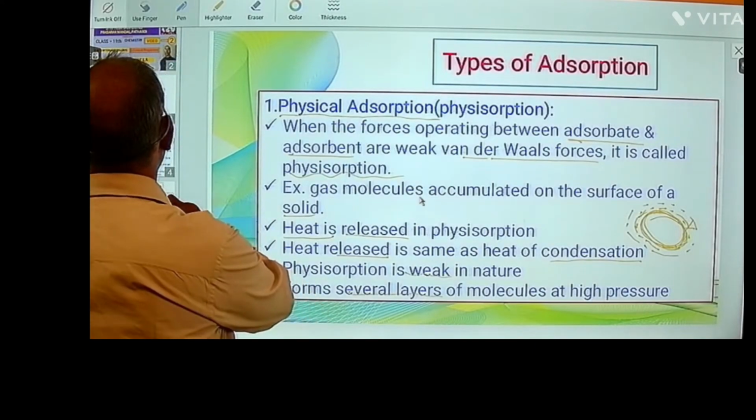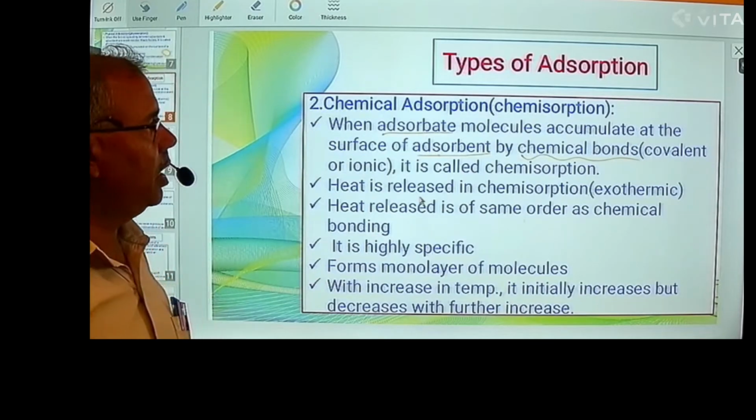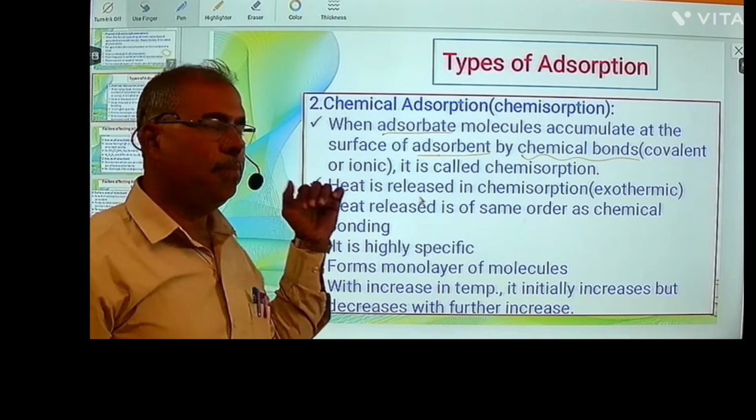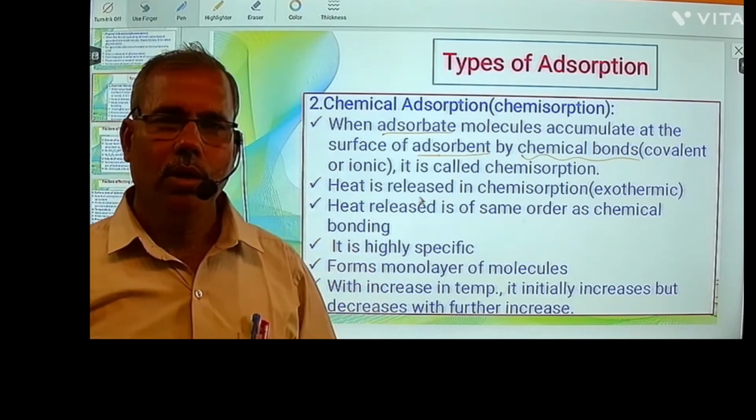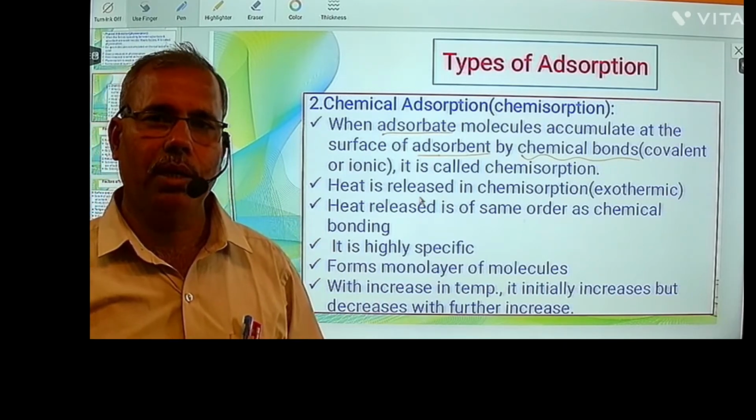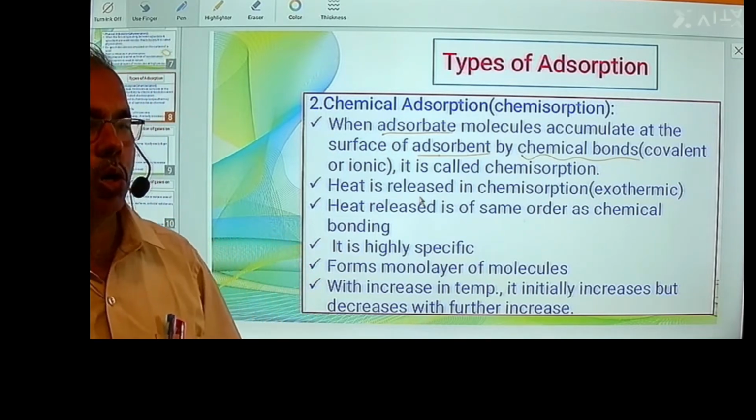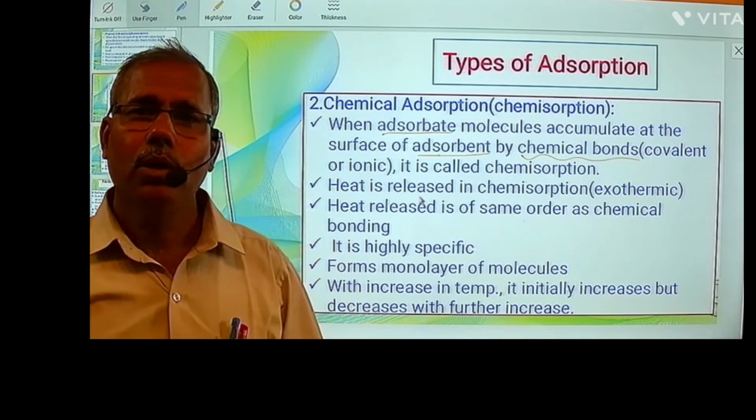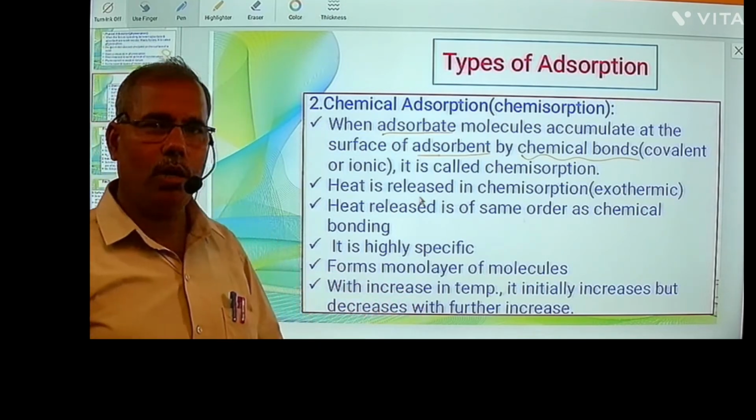Now we shall go to the second type of adsorption, that is chemical adsorption. It is abbreviated as chemisorption. Now the name itself indicates that in this type of adsorption, the forces acting in between adsorbate and adsorbent particles or molecules are chemical forces, that is chemical bonds. You know, chemical forces are nothing but chemical bonds which are formed with the help of electrons. The chemical bonds may be covalent bonds or ionic bonds.